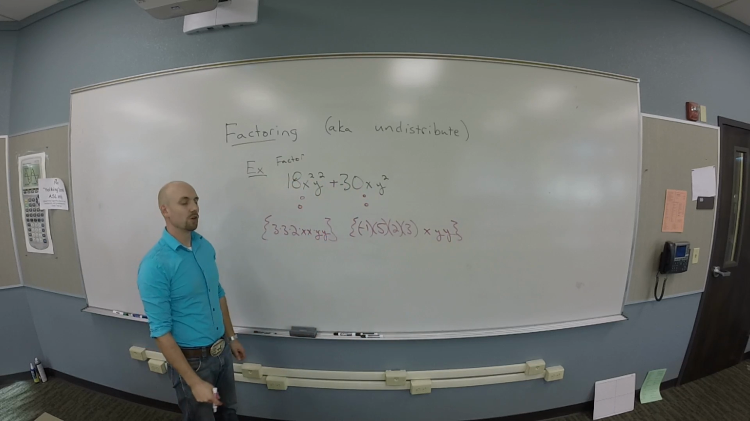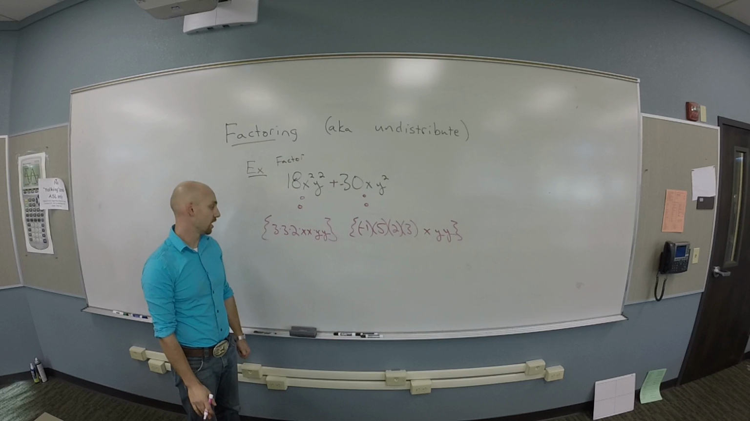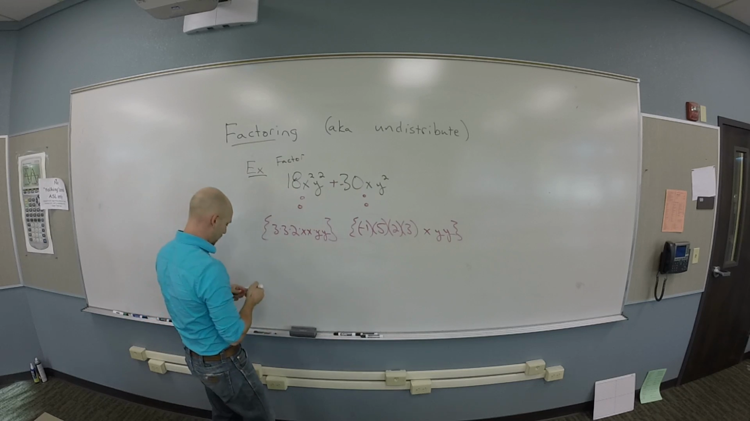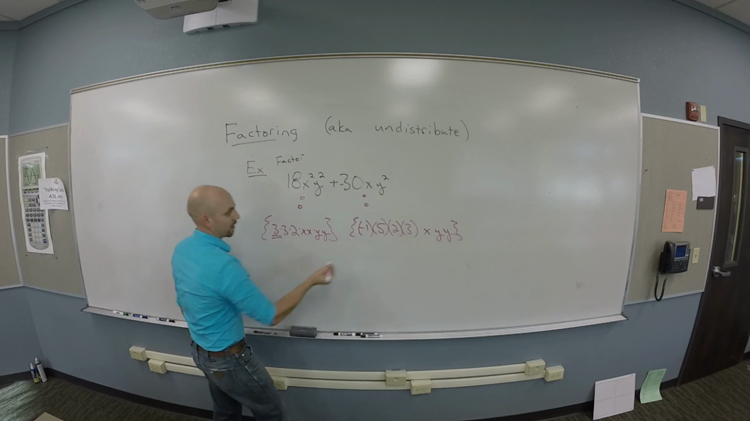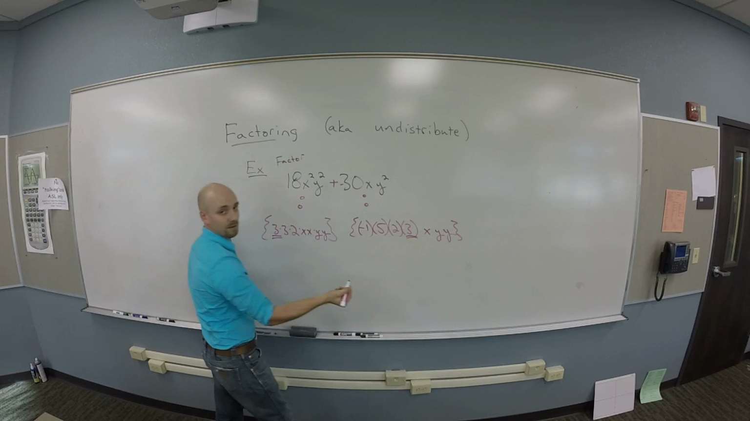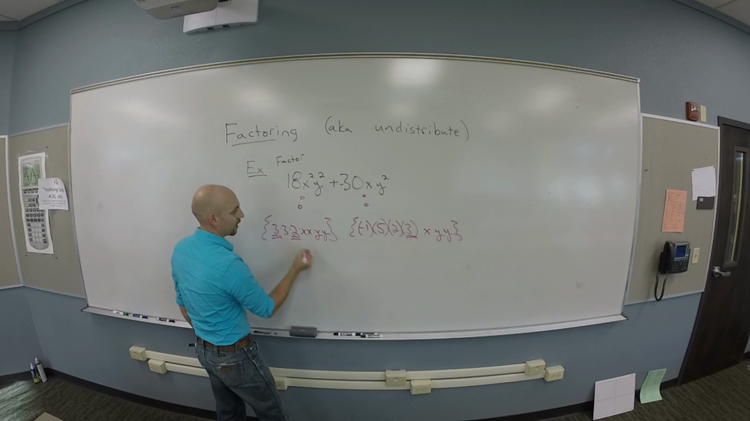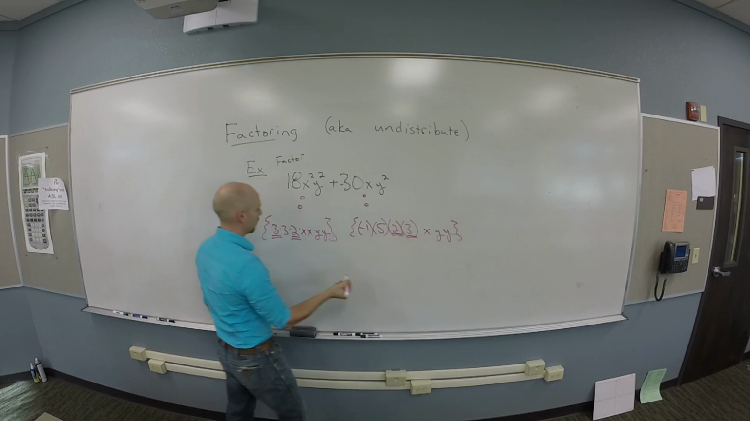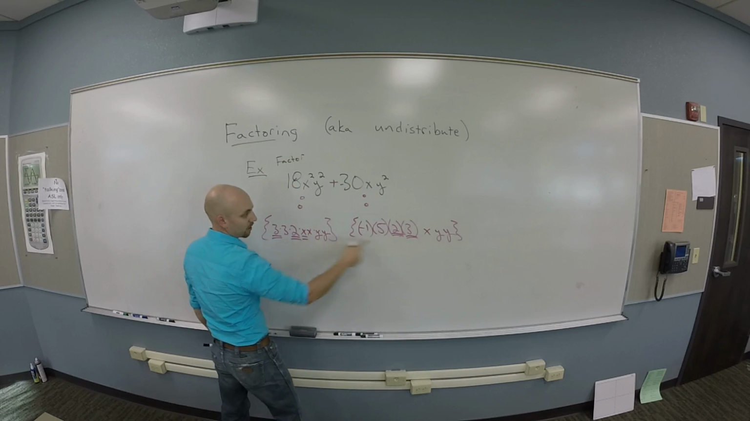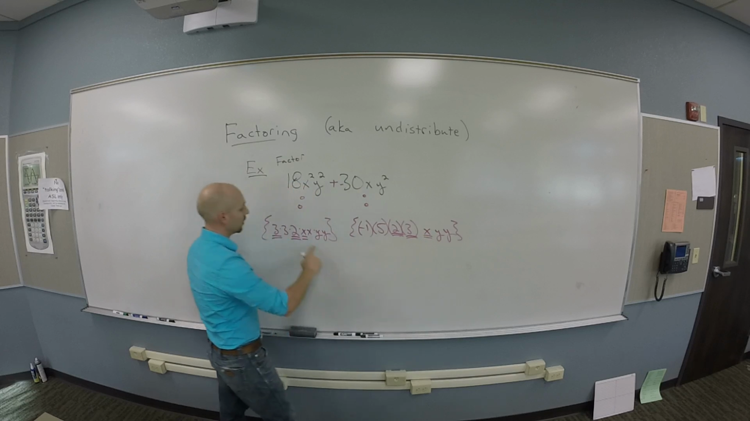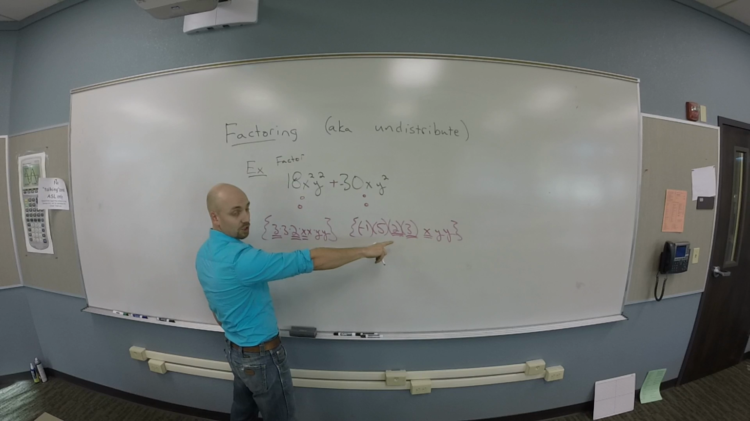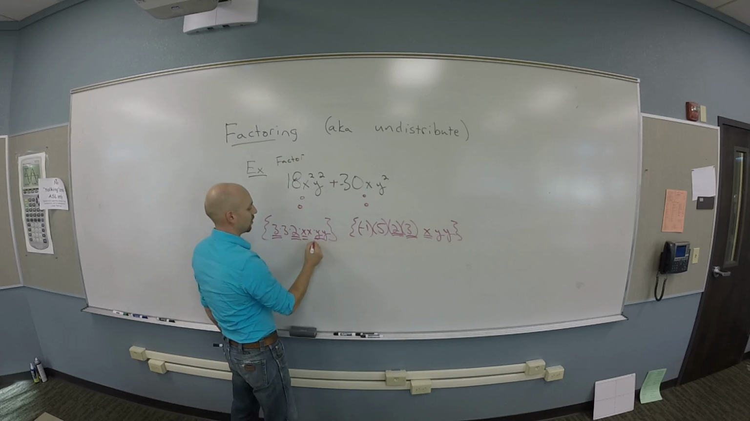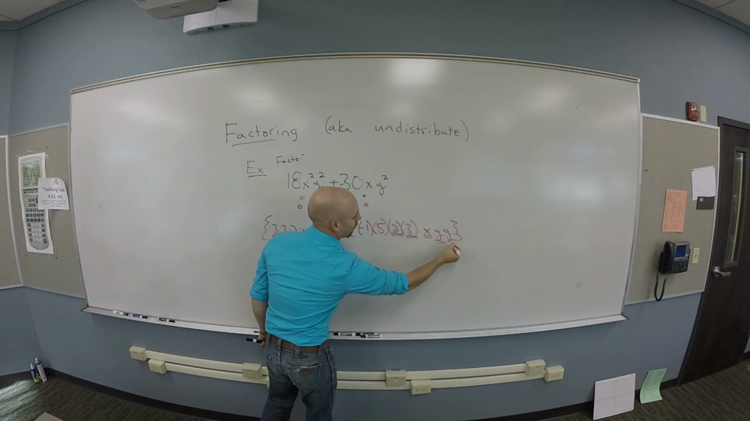Okay, so now I just go through and find out what's in common between this stuff. So let's see, I got a 3 over here, and there's a 3 in that one. I got a 2 over here, and there's a 2 in this one. There's an x here, and there's an x there. Notice I'm not underlining this other x, because there isn't another x over there. There's a y and a y over here, and a y and a y over there.